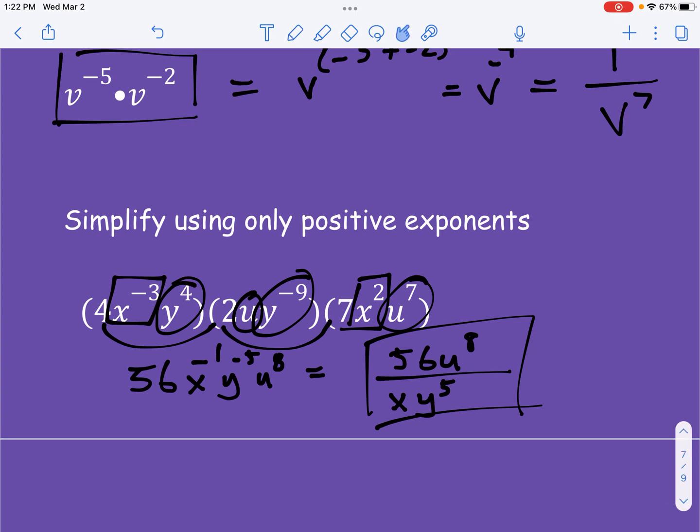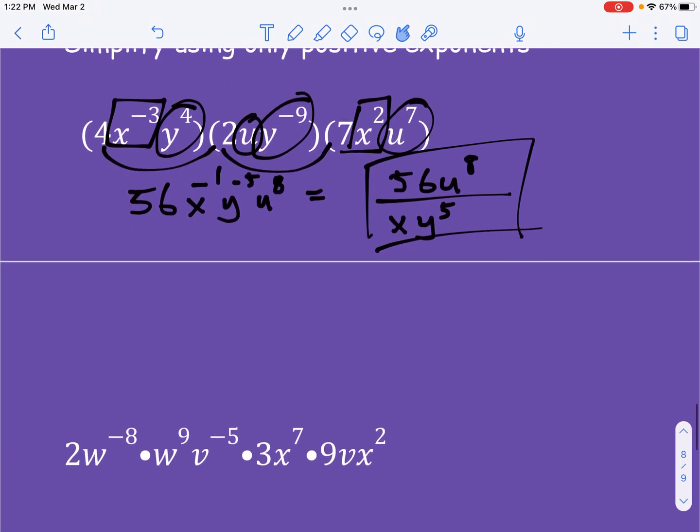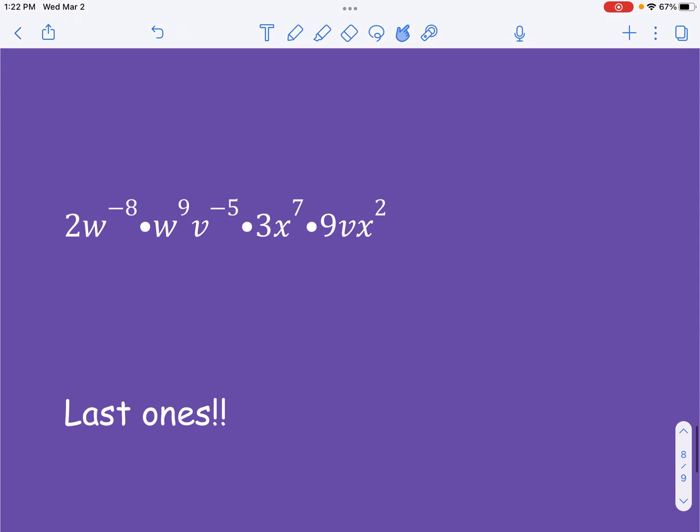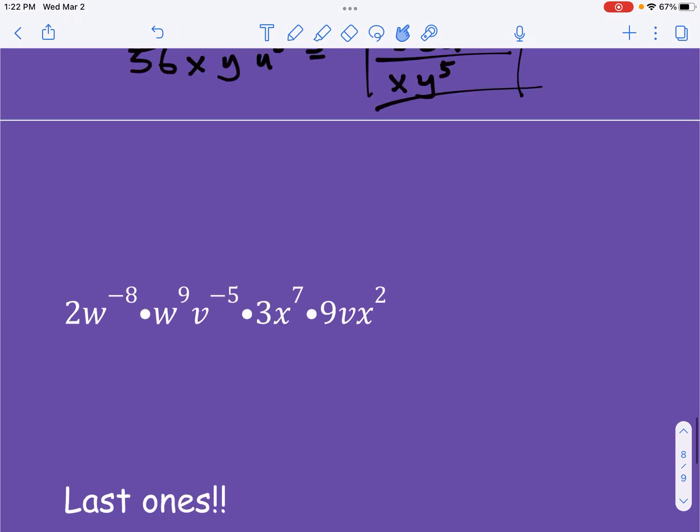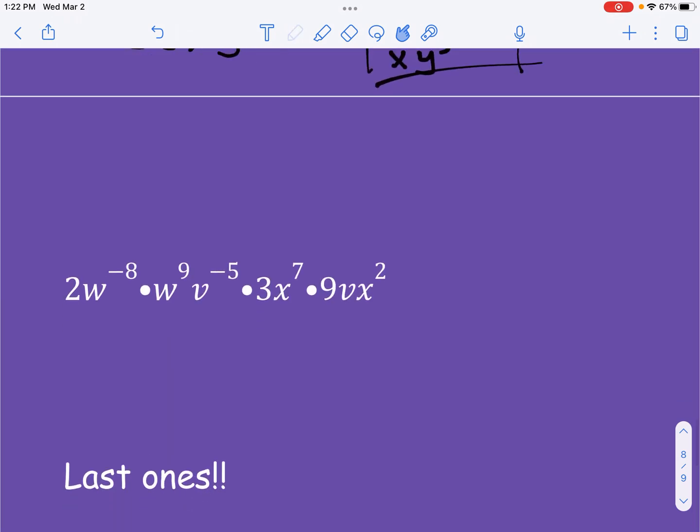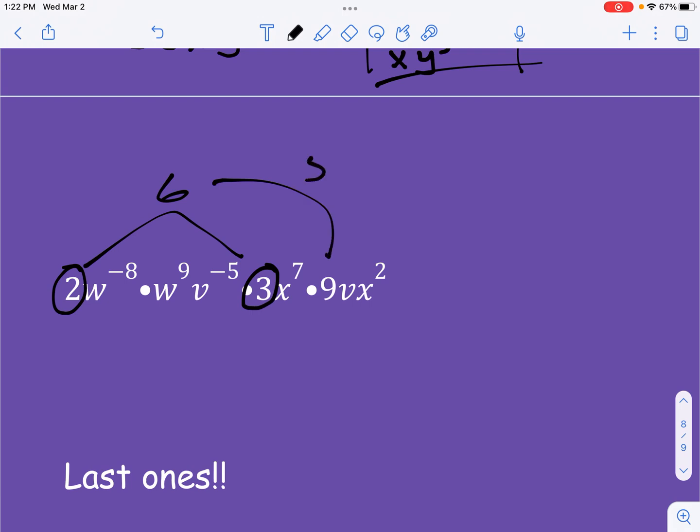Let's see if we got a couple more of these fun ones. Yeah, we do. All right, so let's do this one right here. So we've got a 2. This would be 1 in front of the w v, but we won't worry about 1. 2 times 3, so that gives me 6, times 9, which is 54. So we're going to have 54.